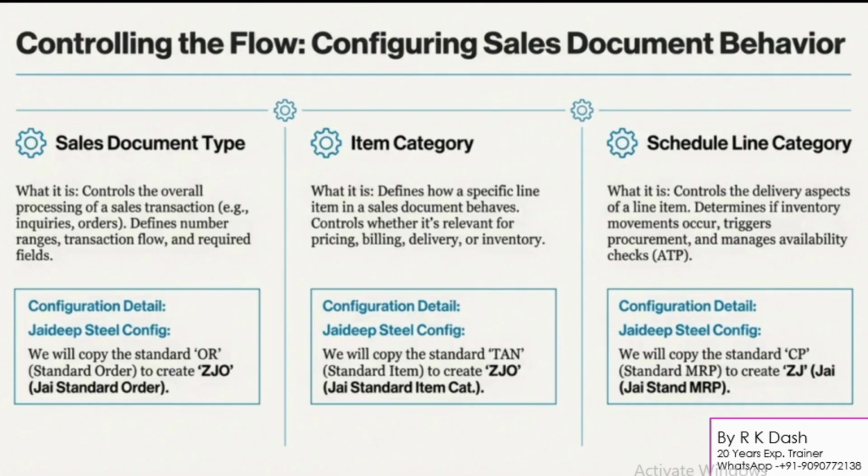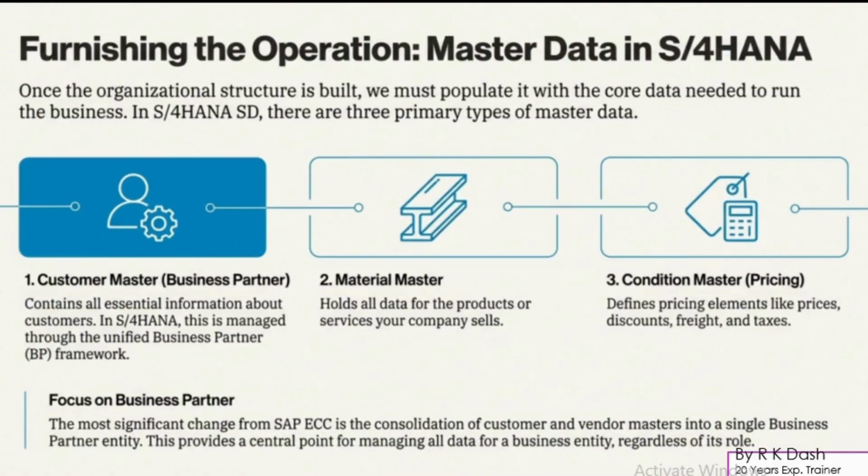The next is the schedule line category, which controls the delivery aspects of a line item. It determines if inventory movements occur, triggers procurement and manages availability checks. So it is going to confirm your delivery date on which the quantity is confirmed for the delivery. The standard one, the CP standard MRP schedule line category, we have copied and created a new one, ZJAI standard MRP. The next, after creation, we are going to the master data segment.